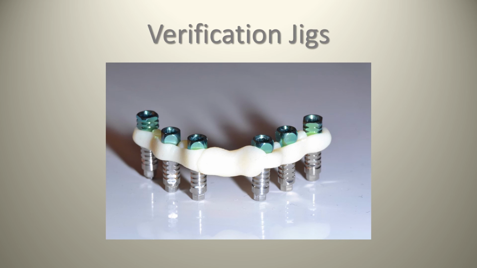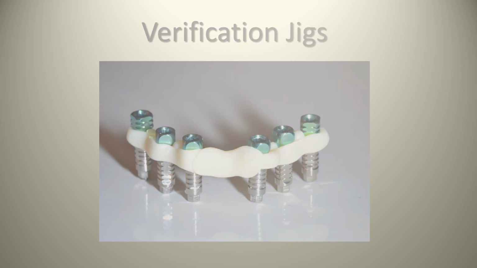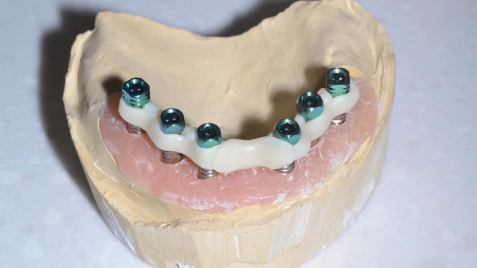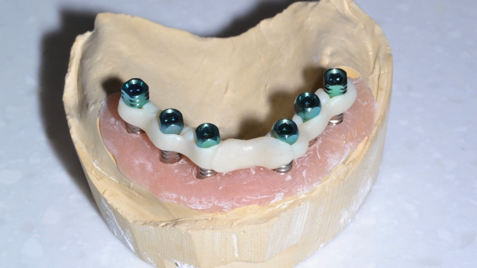Well, the purpose is that once you've taken an impression and poured it up, you want to be able to take your verification jig and it should fit like a glove, right? And if it doesn't fit like a glove, there's a mistake somewhere, either in your verification jig or in the impression. So you're wondering what the purpose of this is.